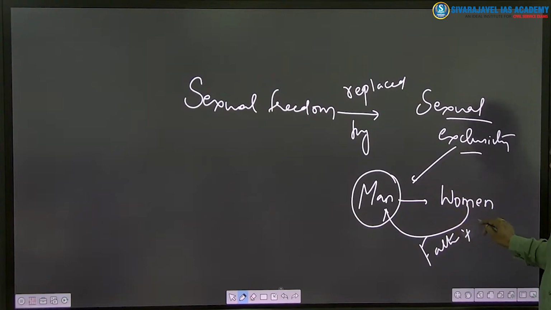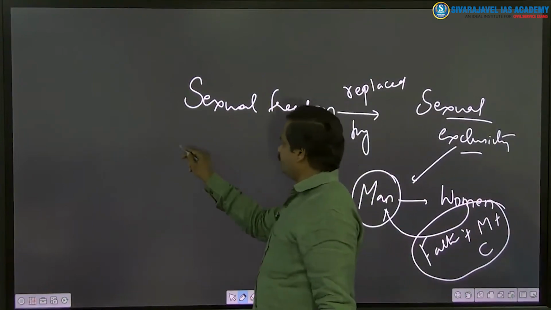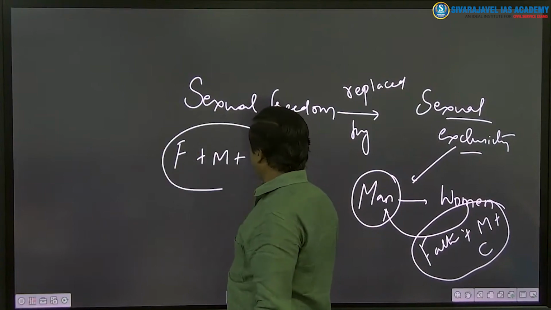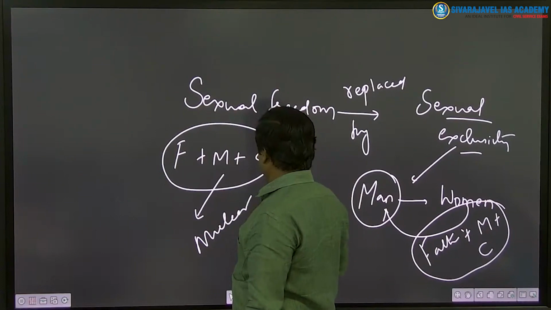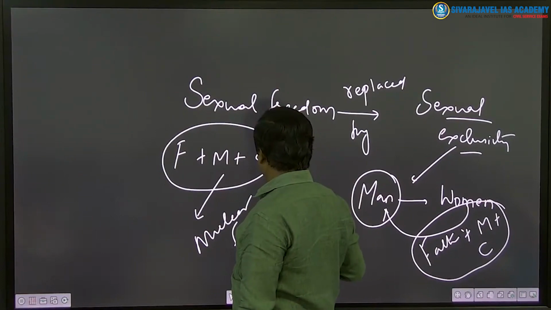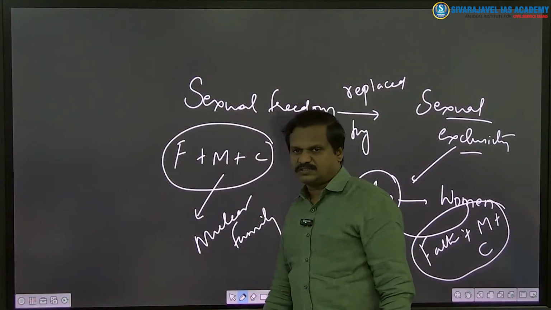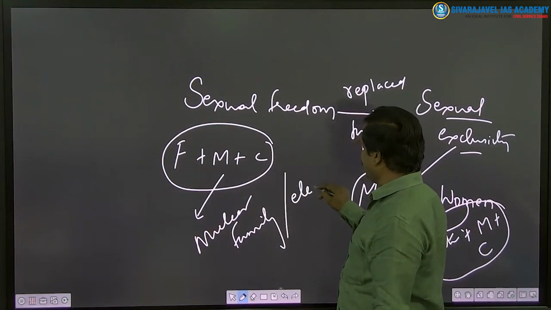So father, mother, children, this family was there. And this family, which consists of father, mother and children, is called nuclear family, otherwise called elementary family.